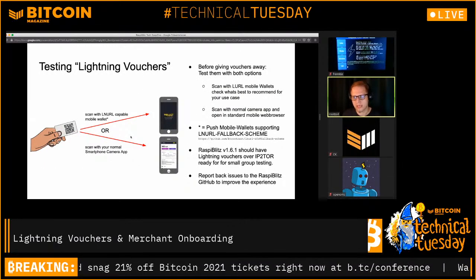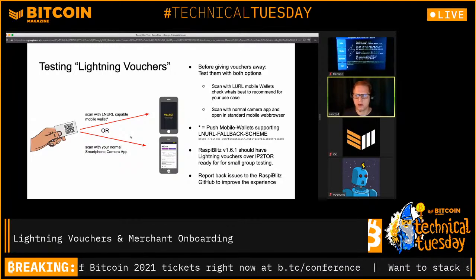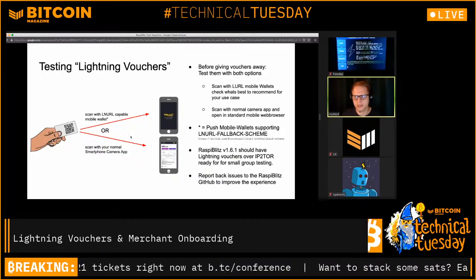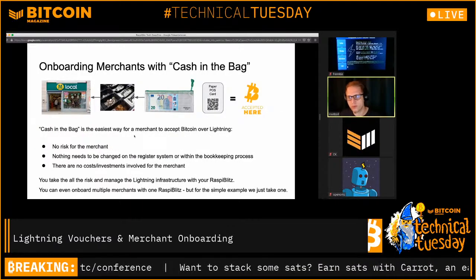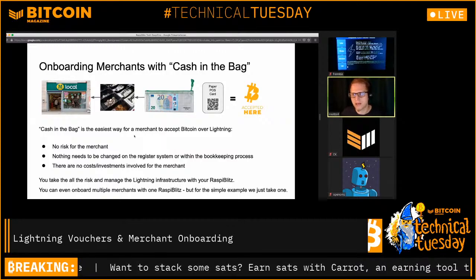Right, this covers the Lightning vouchers. So this is the first part of what you can do. You can give away free Satoshis. The other question is, if people have Satoshis, what can they do with them? So it would be very nice to combine those two things.